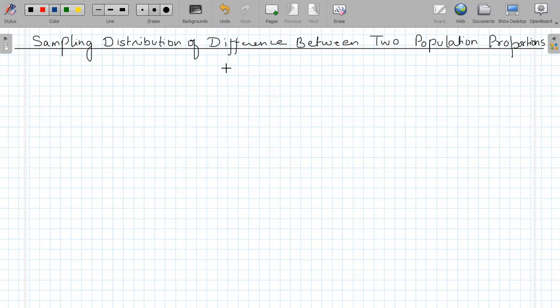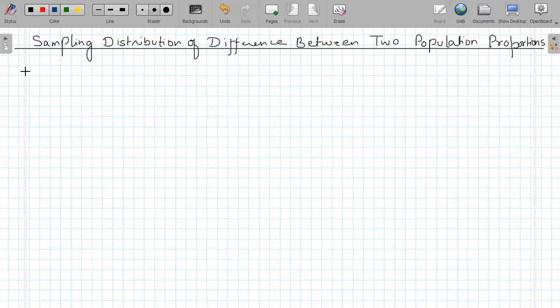The topic of discussion is sampling distribution of difference between two population proportions. In my last lecture, I told you about sampling distribution of difference between two population means. We have also seen two numerical problems based on that. So let's start today's lecture on sampling distribution of difference between two population proportions.